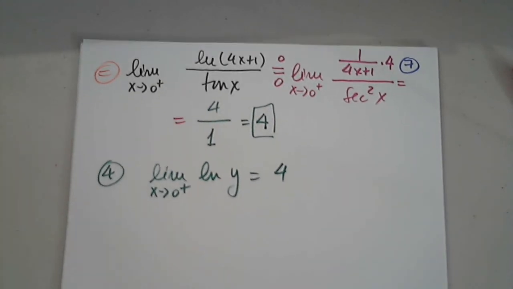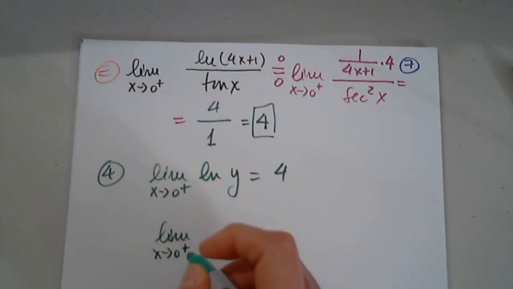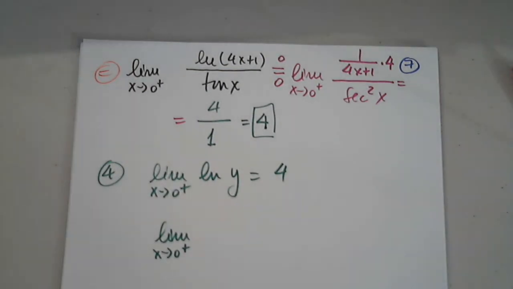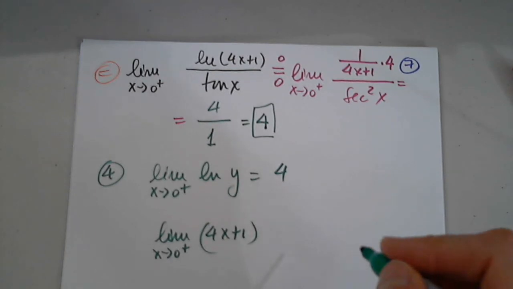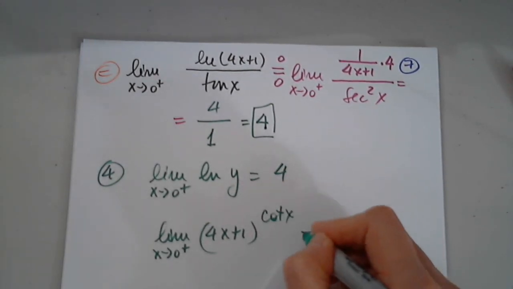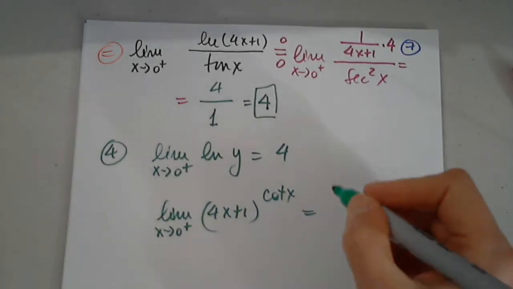Yes, all these functions are continuous. And what will I do next? To determine the limit as x approaches 0 from the right of, and now I can put the function in, 4x plus 1 raised to cotangent x. What will that equal to? E to the power 4.